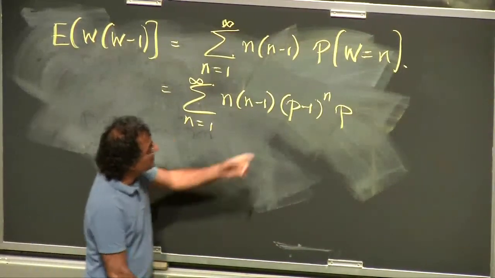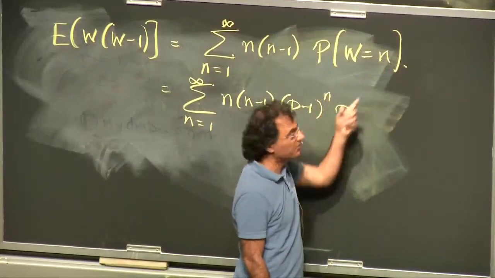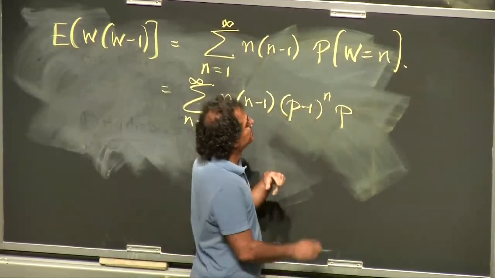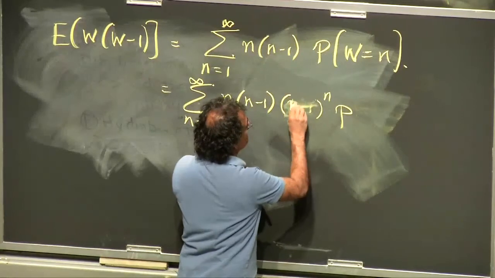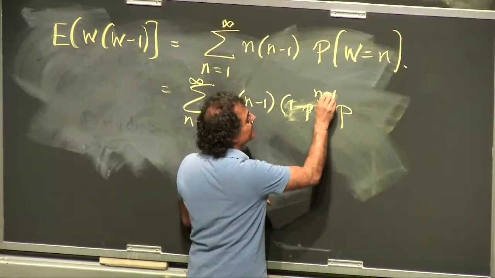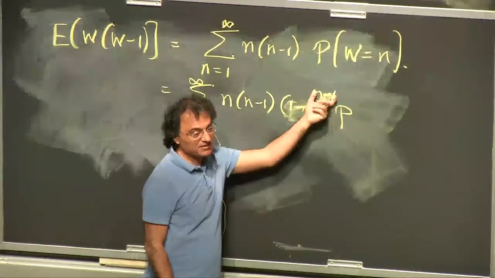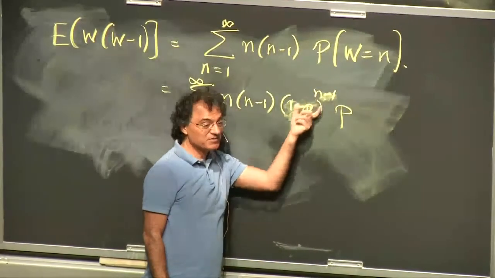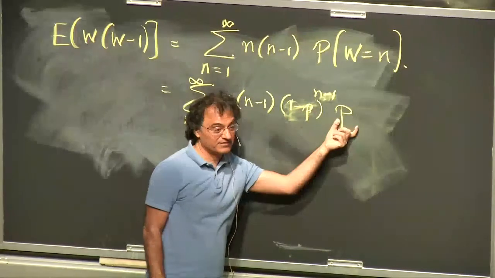Right? The waiting time equal to n, so for it to be n, you must get n minus 1 minus p. Sorry. You're right, yeah. Okay, it's 1 minus p to the n minus 1. You must get n minus 1 tails and then heads.